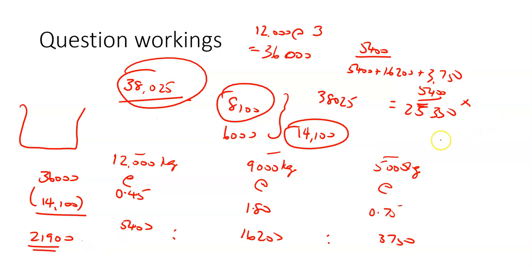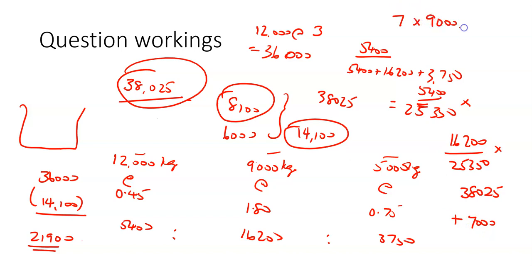But for B, you would literally do 16,200 divided by 25,350 times the 38,025 to find out what its own joint cost is in terms of the initial first process. Then add on its further processing cost of 7,000, and then you would have the full cost now, and you can subtract that from the sales. It's telling you can sell each of them for £7. So 9,000 kilograms is what you're selling, so that's 63,000 minus that full cost, and you should get the answers as you carry on.